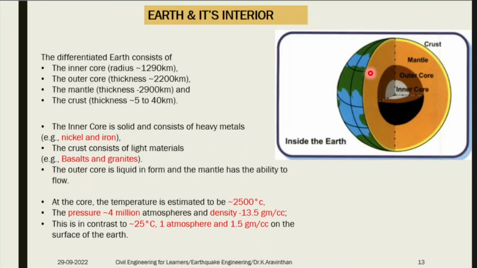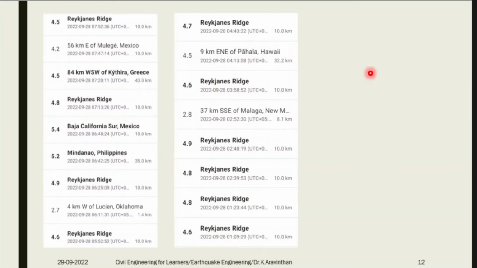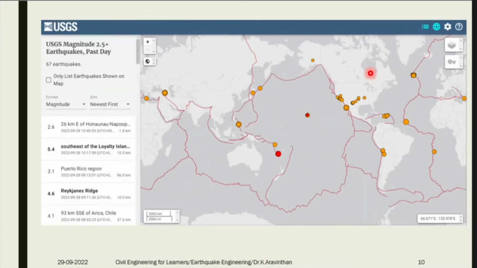So due to this convection and the heat, what happens? This pressure will be there inside the earth, and slowly this pressure moves the tectonic plates. In the last class I explained the number of tectonic plates, so you can observe here all the tectonic plates which are under movement. So we have 7 major tectonic plates. Each and every plate is not moving in the same direction.